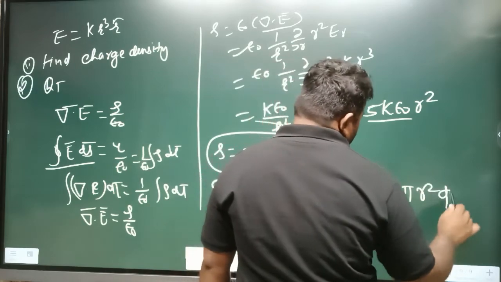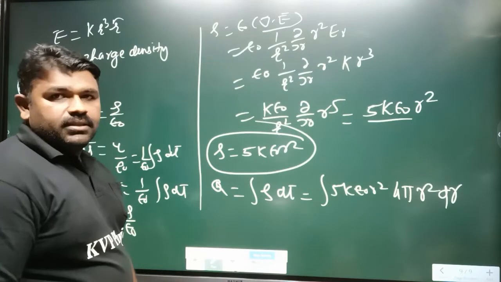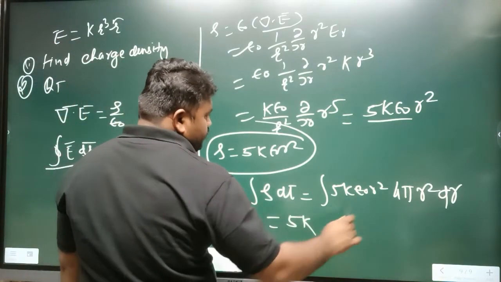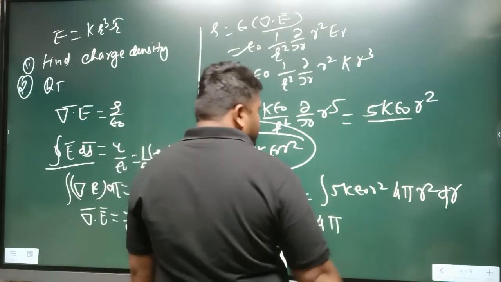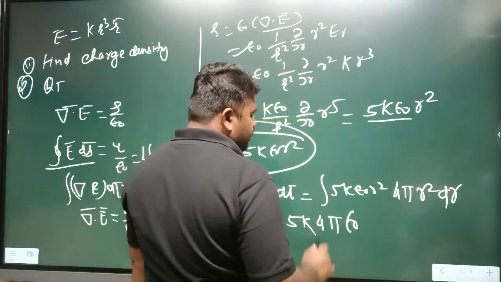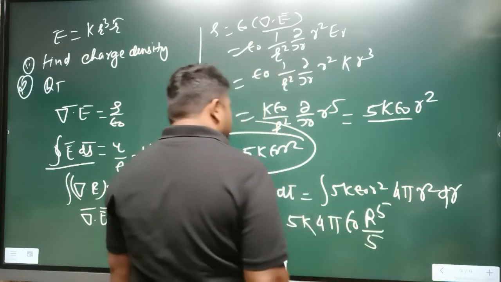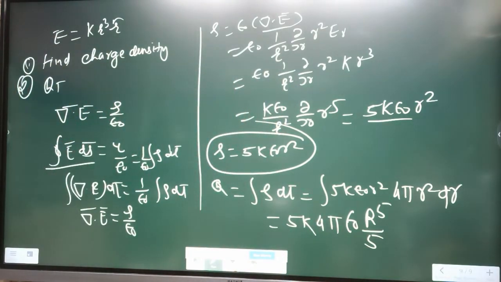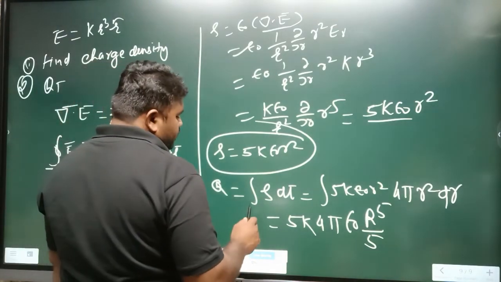Yes or no? Because charge density does not depend upon theta and phi, hence we can take the remaining part as a constant. Okay? Means we can take 5 k 4 pi outside, and integrate r square into r square, r to the power 4, which gives r to the power 5 upon 5. Why can we take capital R here?